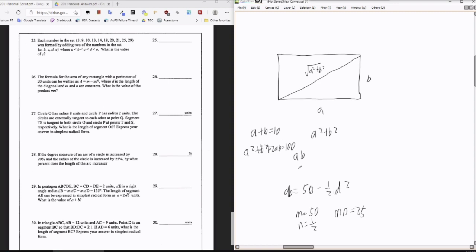Yeah, so that's just like a without-loss-of-generality thing. Just assign values and see what works.